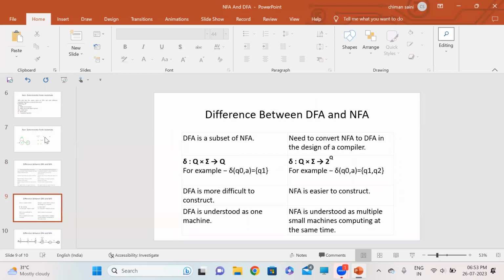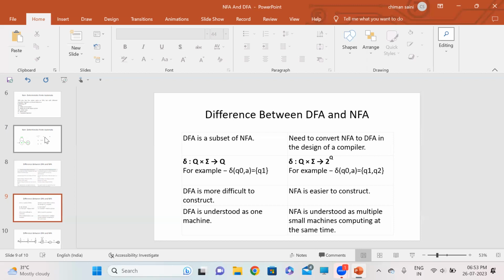Now, DFA is a subset of NFA. This is a very important question. In any competitive exam or your university exam, there is a 1 mark question: is every DFA an NFA? Okay, yes, every DFA is an NFA because DFA is a subset of NFA. But in the case of NFA, we need to convert the NFA to a DFA. So every DFA is an NFA, but vice versa is not true. Every NFA is not a DFA.